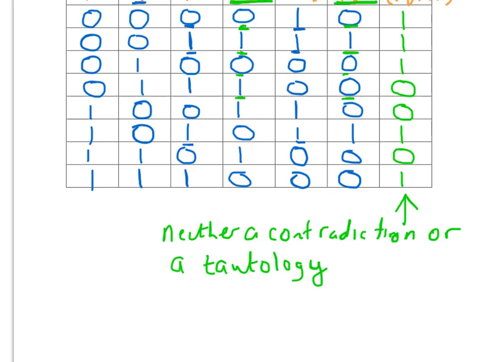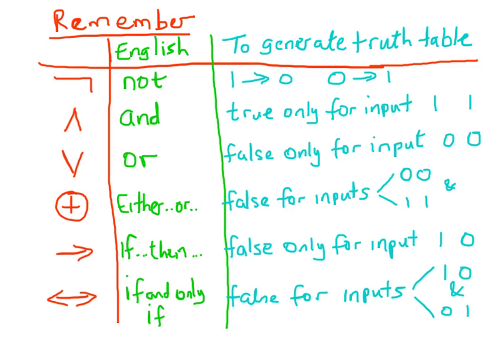So remember, to do this question, firstly, you need to know your logical connectives, and secondly, you need to know their associated truth tables. And then thirdly, to do the very last part of this question, you need to know the definition of contradiction and tautology. So let me summarize what we need to know.